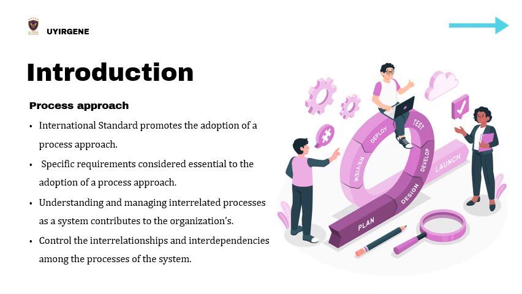Understanding and managing interrelated processes as a system contributes to the organization's effectiveness and efficiency in achieving its intended results. This approach enables the organization to control the interrelationships and interdependencies among the processes of the system, so that the overall performance of the organization can be enhanced.